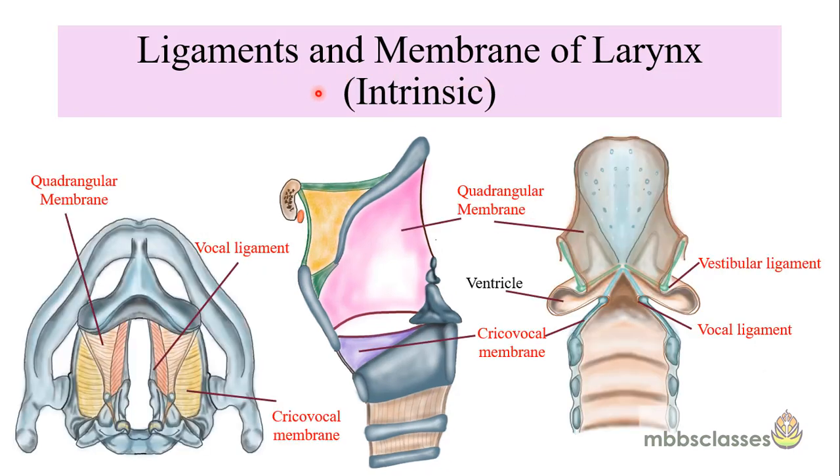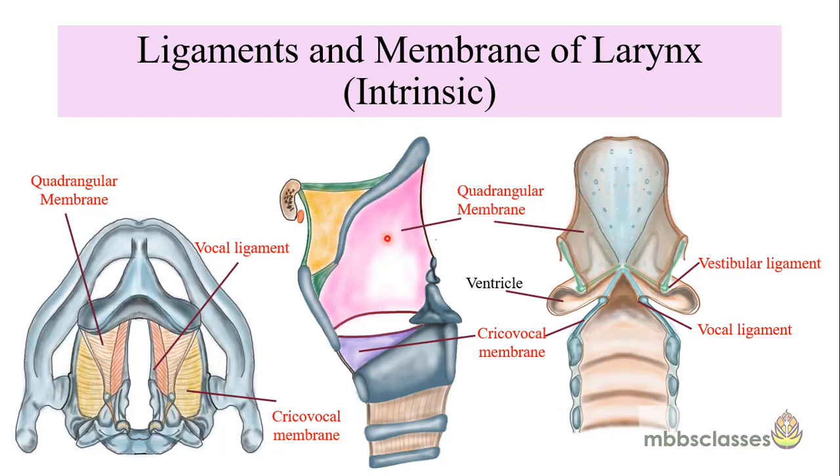Now coming to the intrinsic ligaments and membranes of the larynx. The intrinsic ligaments and membranes are part of the broad sheet of fibroelastic tissue which forms the inner tube of the laryngeal cavity outside the mucous membrane. So we can see here this is the thyroid cartilage, this is the cricoid cartilage, and we can see the inner tube of the laryngeal cavity is formed by the intrinsic membrane and ligament.